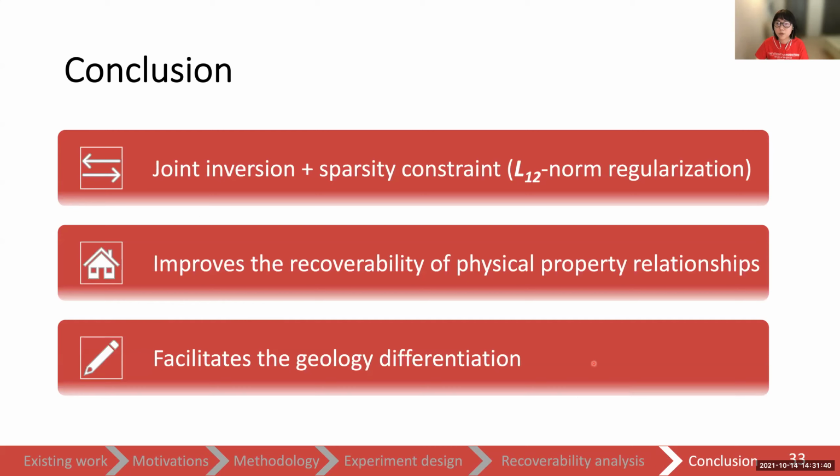So finally, the take-home message from our work is that when joint inversion and sparse norm constraint are used together in an inversion, they will improve the recoverability of the physical property relationships and therefore facilitate the geology differentiation.